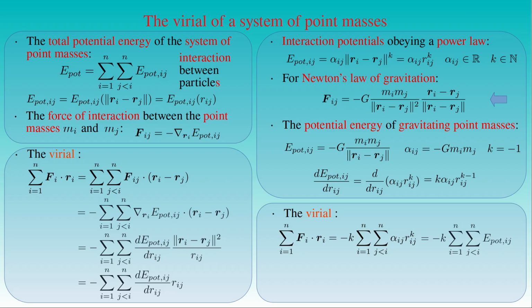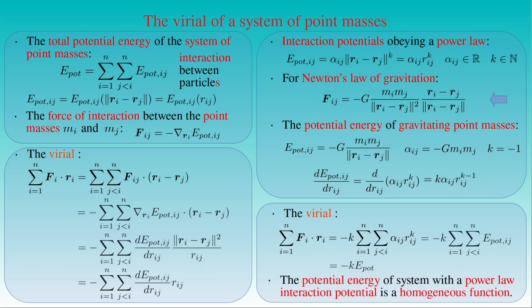Since the double sum gives the total potential energy of the interactions between all the point masses in the system, we conclude that the sum in the virial is equal to minus k times the potential energy of the system. This is an illustration of the fact that the potential energy of a conservative system with a power law interaction potential is a homogeneous function of degree k. Indeed, any scaling of the distance R sub ij in the power law by lambda can be factored out, producing a multiplication factor of lambda to k.